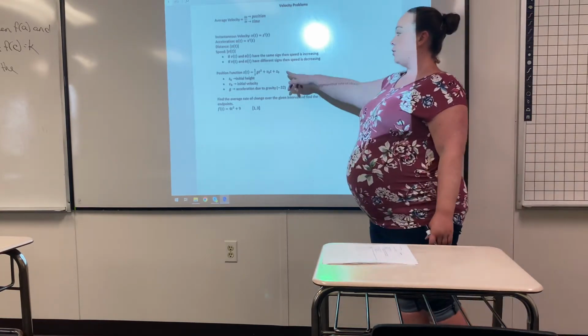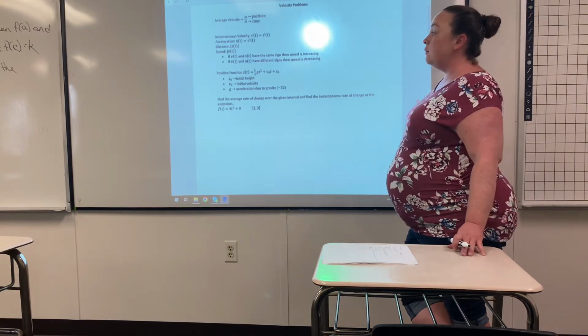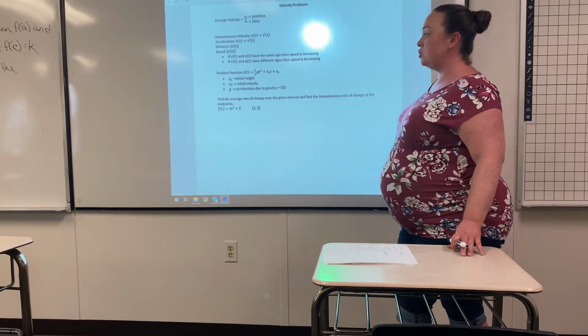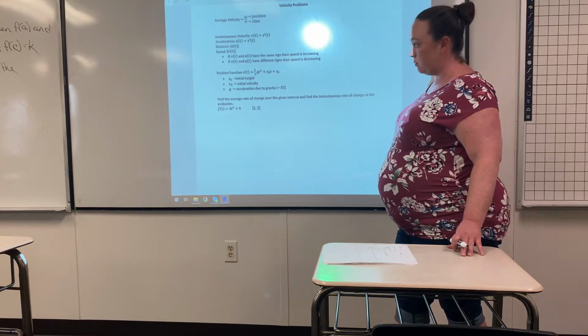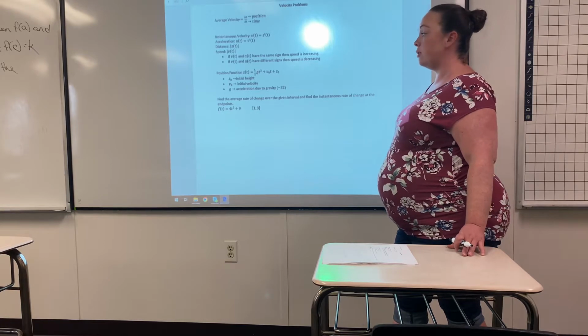So here is your generalized position function, where s of 0 is your initial height, v sub 0 is your initial velocity, and g is your acceleration due to gravity, which is negative 32. We're going to do two different types of problems.